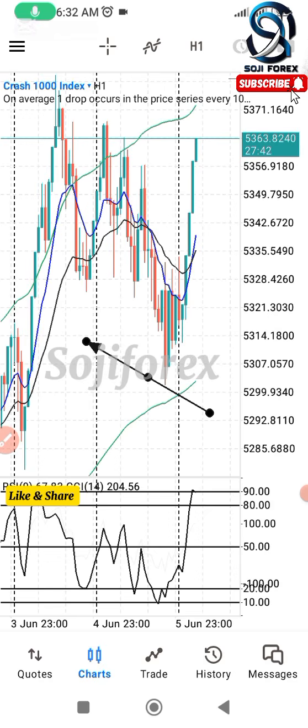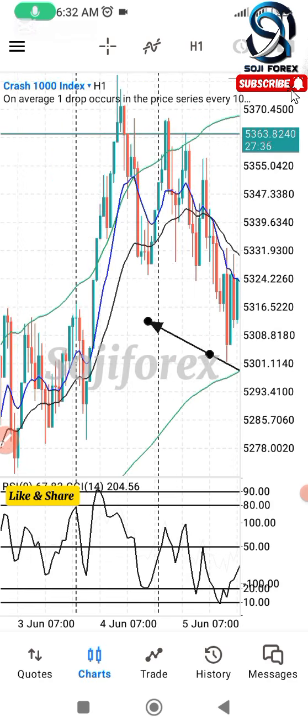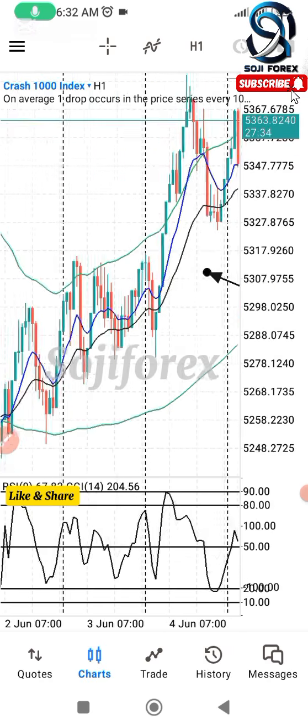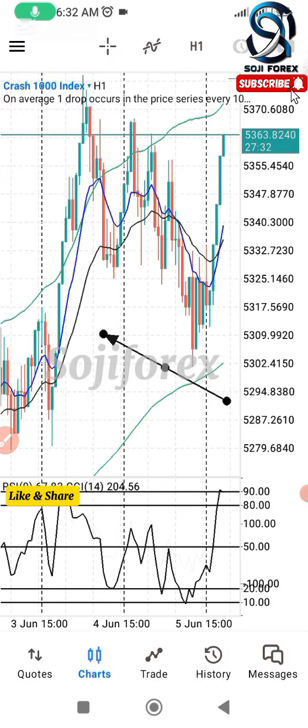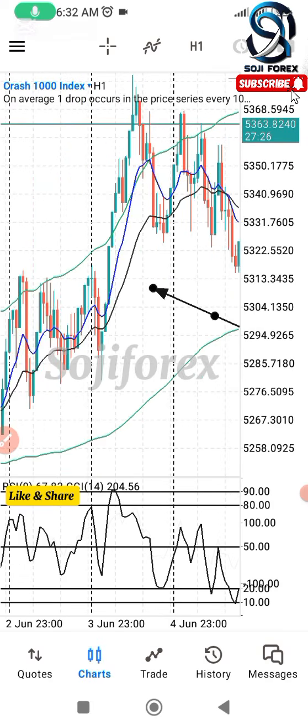For Crash 500 and Crash 1000, how do we find our entry? When price is above it, you need to wait for a pullback. This pullback can be either, because when price is in a strong bullish trend, price respects the moving average 25 exponential.